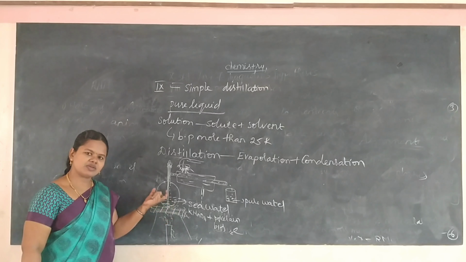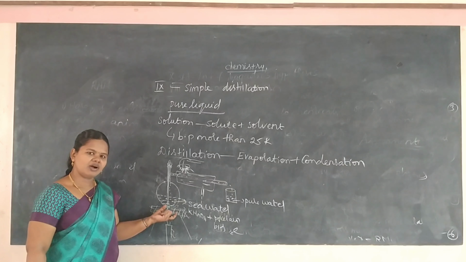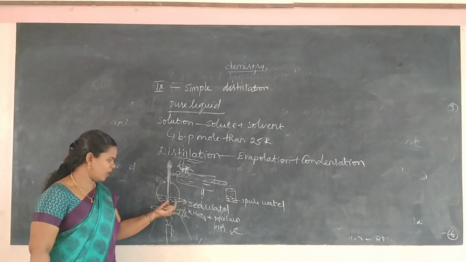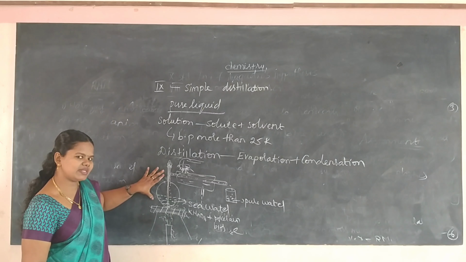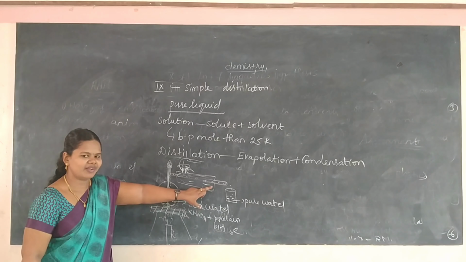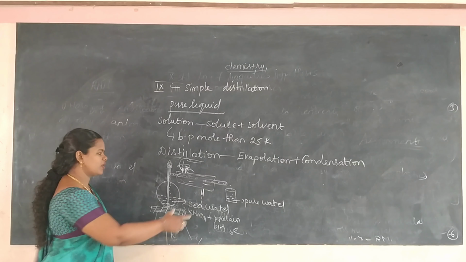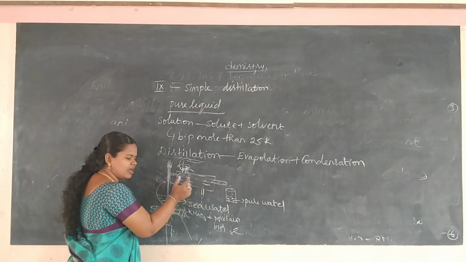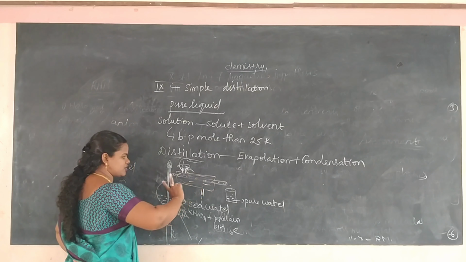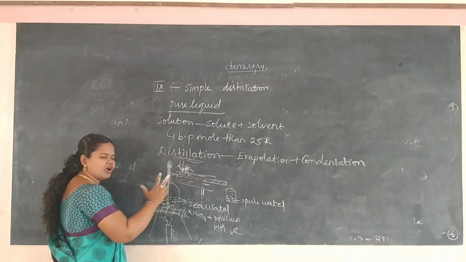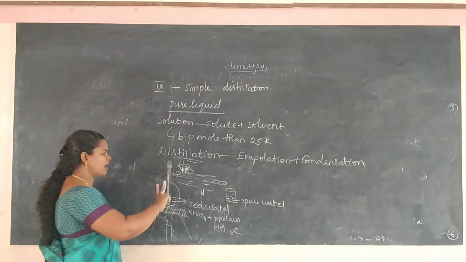What is evaporation? It is the process of converting water into water vapor. So here water is converted into water vapor. Until this stage, that is evaporation. And here is condensation. What is condensation? Change of water vapor into water. So this one is condensation, and this one is evaporation.